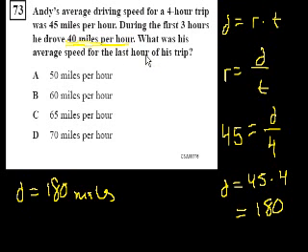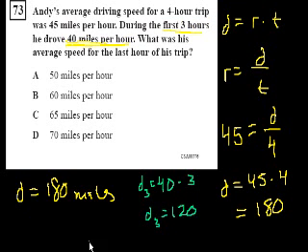So we just have to figure out how much ground he had to cover. During the first 3 hours, he drove 40 miles per hour. So how far did he go? That's a different distance, just the first 3 hours. So the distance over the first 3 hours is equal to the rate, 40, times the time, 3 hours. So his distance over the first 3 hours is equal to 120 miles.